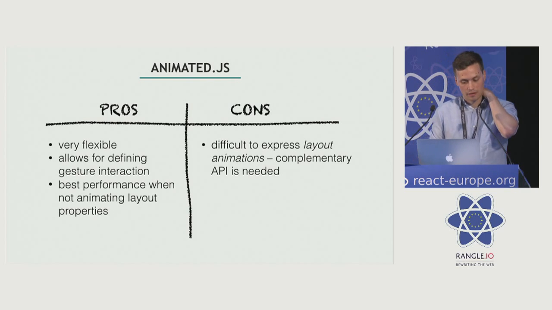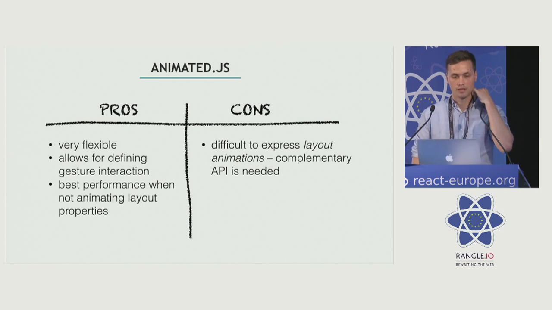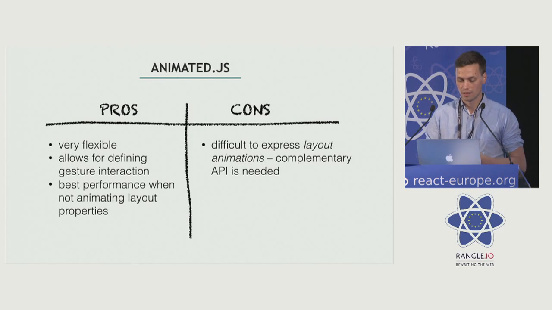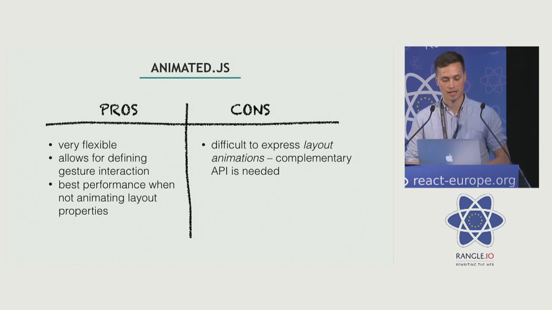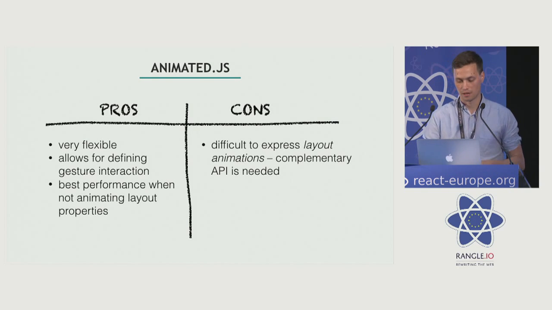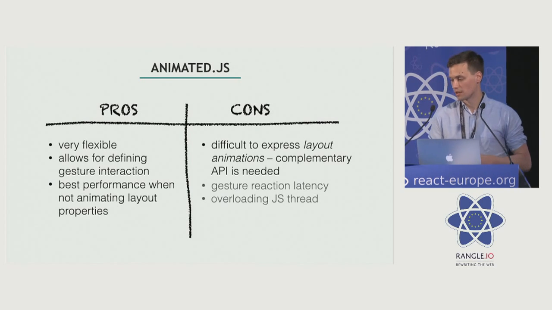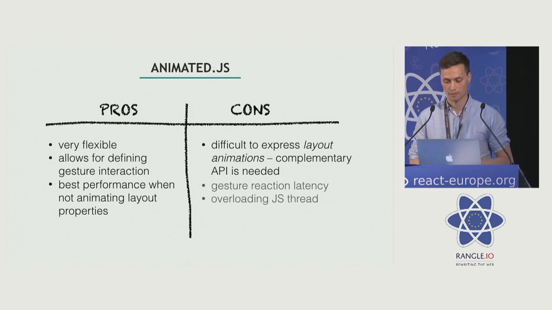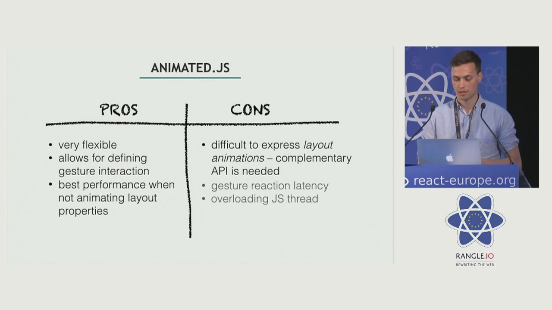The difficulty is that it's hard to express layout animations, because in React Native, JavaScript doesn't really know the dimensions and positions of each element unless you register for a layout event. So it's slightly more difficult to express that, but we still have that complementary API, the layout animation API, that we can leverage for layout animations. But there are also a few problems that I'd like to address during the remaining part of this presentation.